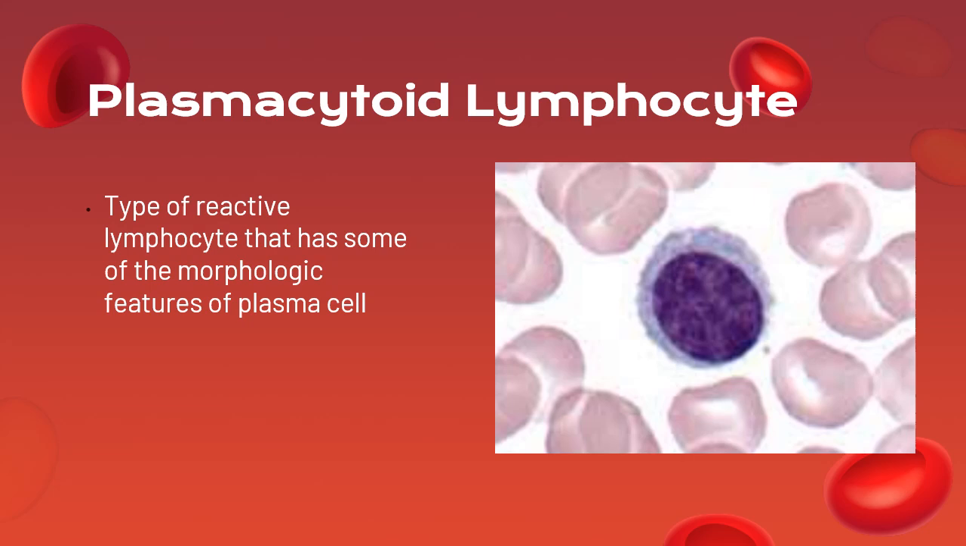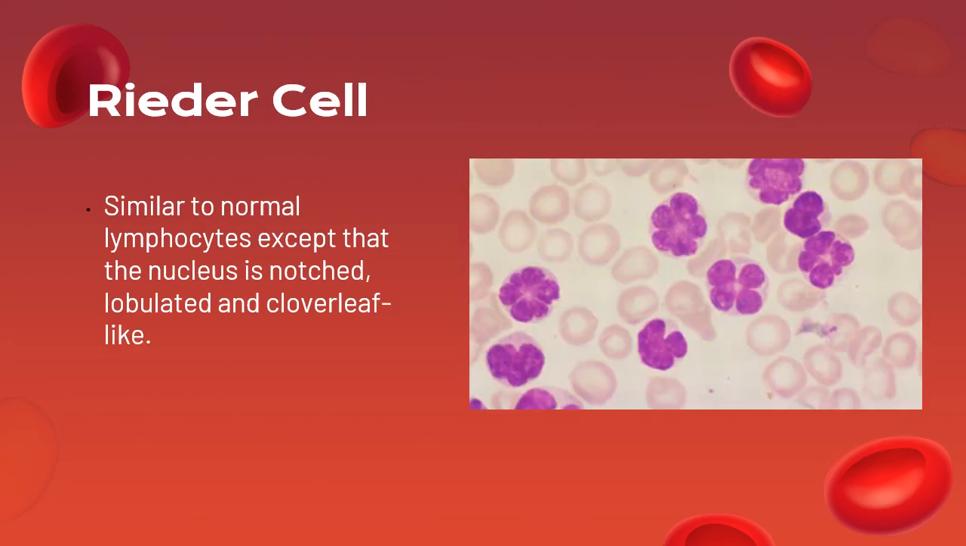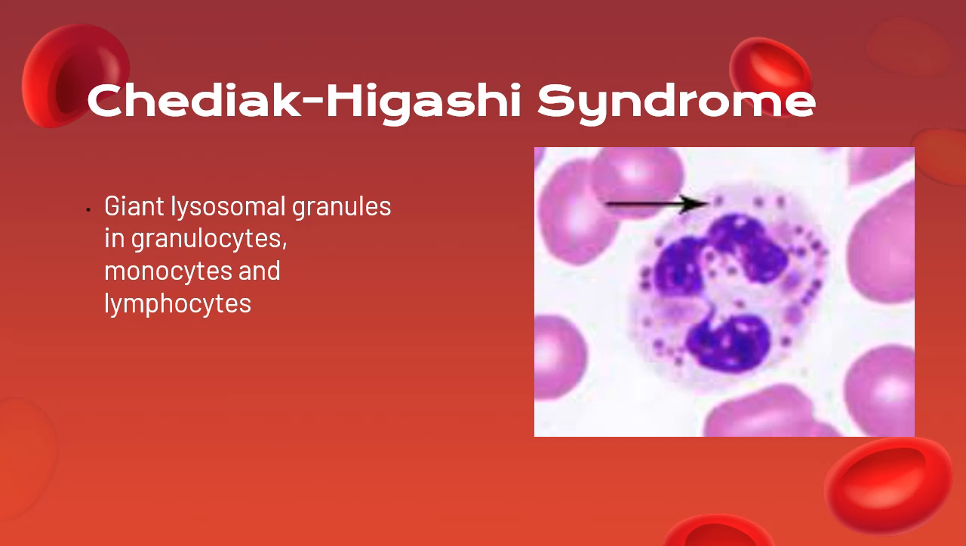Plasmacytoid lymphocyte is a type of reactive lymphocyte that has some of the morphologic features of a plasma cell. Rieder cell is similar to normal lymphocytes except the nucleus is notched, lobulated, and cloverleaf-like. Chediak-Higashi has giant lysosomal granules in granulocytes, monocytes, and lymphocytes.